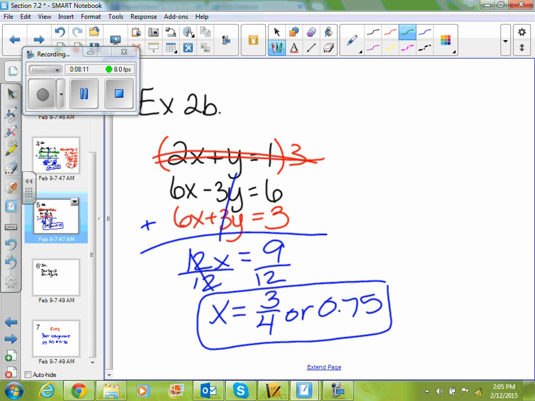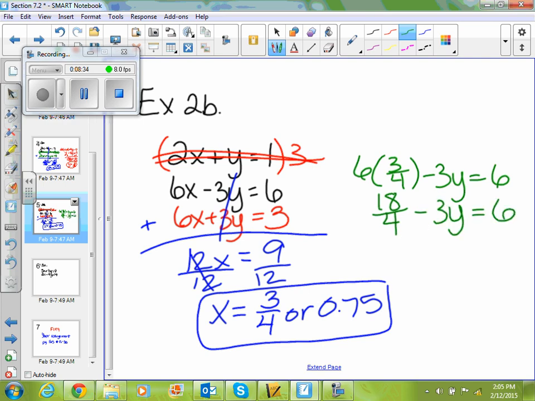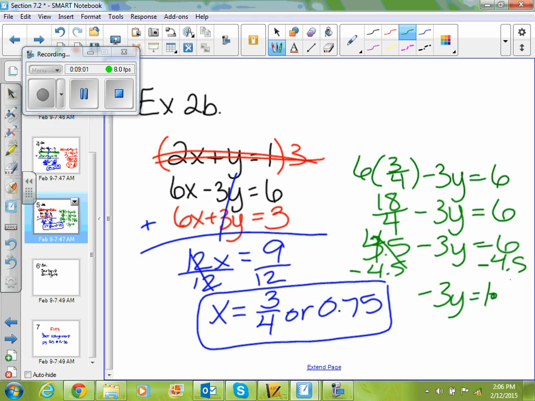If I plug that back into this equation, 6 times 3/4 minus 3y equals 6. That becomes 18/4 minus 3y equals 6. 18/4 is 4.5. I'm going to subtract 4.5 from both sides. Negative 3y equals 1.5. Divided by negative 3. What is y equal? Do it in calculator. 1.5 divided by negative 3 is negative 0.5.